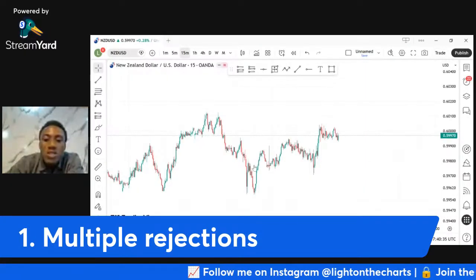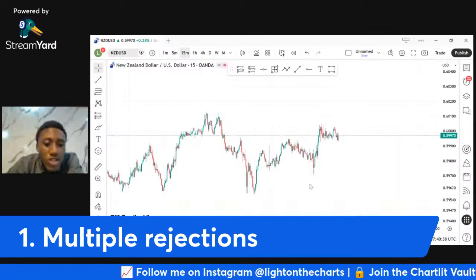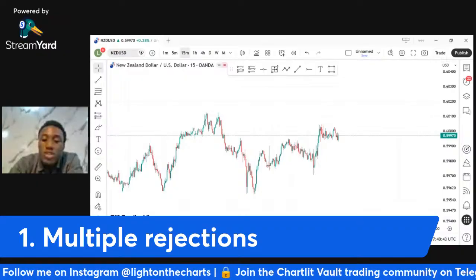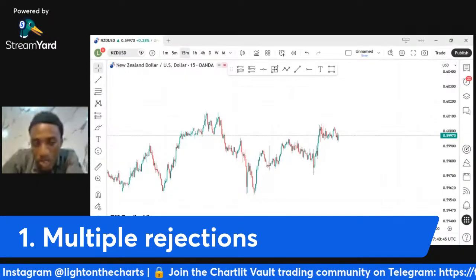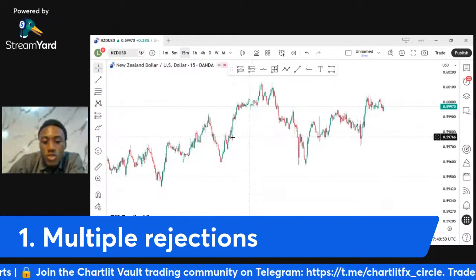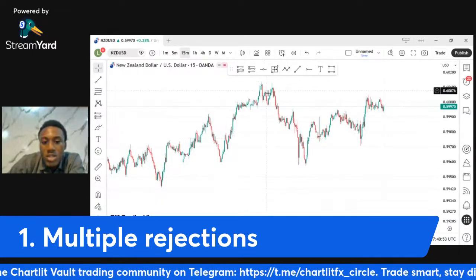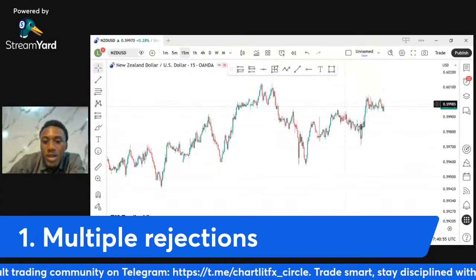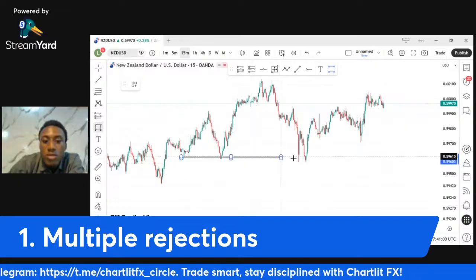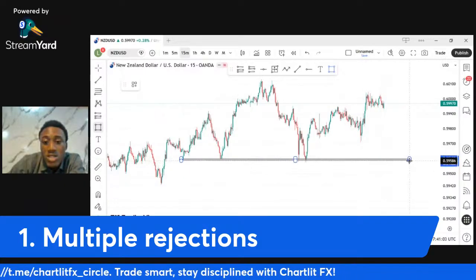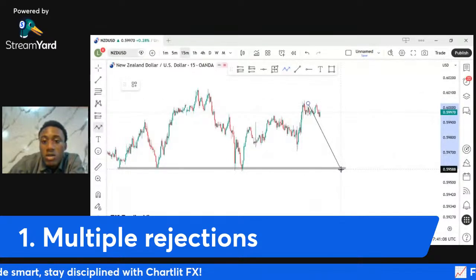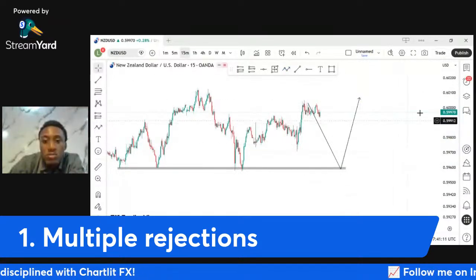Number one secret is multiple rejections. I've talked about rejections in the previous classes. Multiple rejections is the number one secret we're going to be looking at. If you zoom out on this chart, you can see price came here, rejected, pushed up, came back here, rejected, pushed up. So you can confidently say this is a key level. You can mark it and extend it. So in the future, if price ever comes back here, we're going to see a reaction here and it pushes up again. That's just how key levels are.